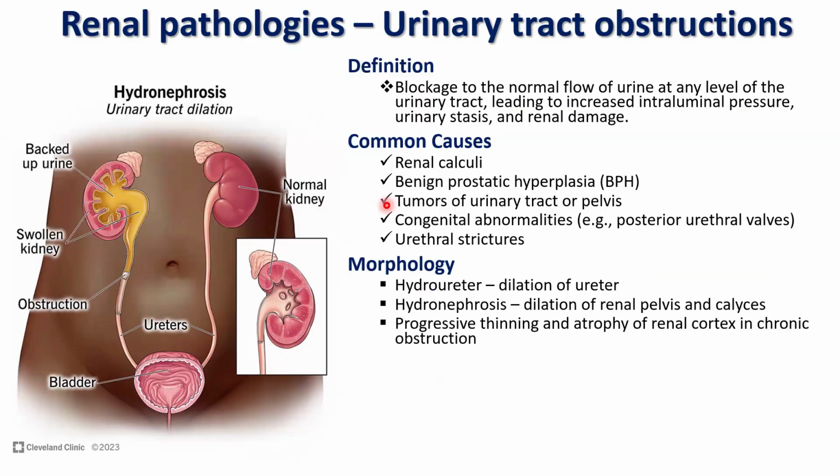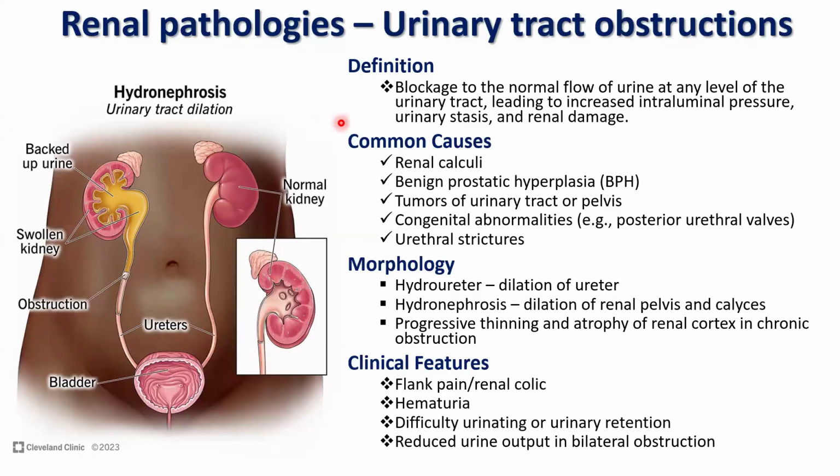So what will happen is that the person will have hydroureter. So the ureters here become big hydroureters, as you can see here. So you can have hydronephrosis, and also the renal cortex will undergo thinning.